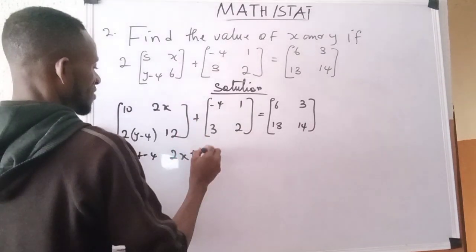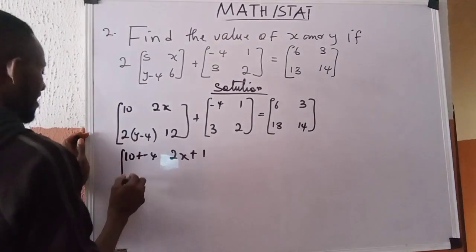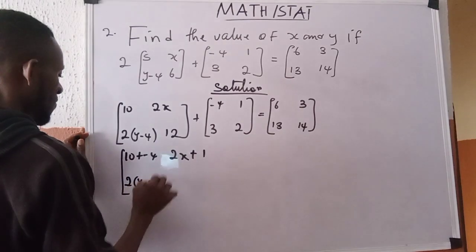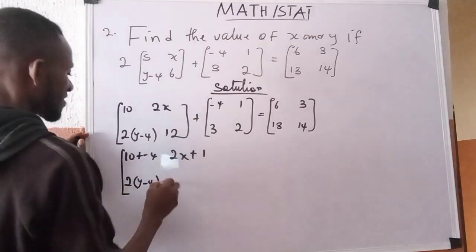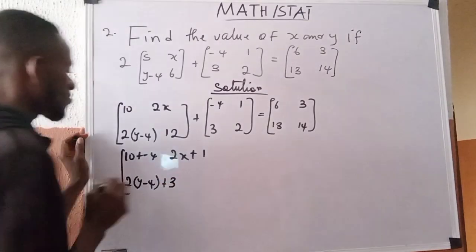What I have here is 1. I am done with that one. I come over here. What I have here is 2 into y minus 4. Close it. What I have here is plus 3. I'm done with that one.